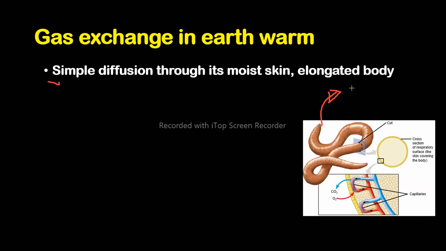Number one, the skin is always moist. Ever moist. If you know the earthworm, you can bear witness to this point. So why is it moist? To dissolve these respiratory gases easily. And when you dissolve the respiratory gases easily, you increase the rate at which these gases diffuse. Otherwise, they can't diffuse on a dry skin. So these earthworms are moist, and so they can carry out gas exchange across their skin.